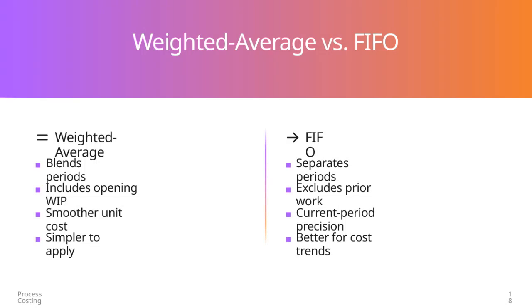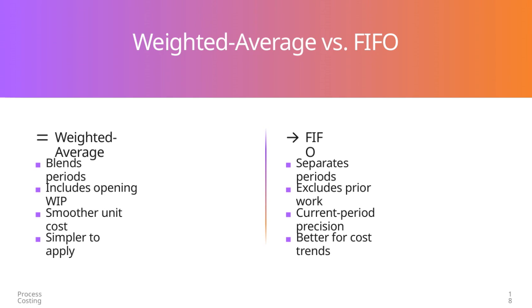Let's dive into the differences between the weighted average and FIFO methods in process costing. Starting with weighted average, this approach blends costs from different periods, including the opening work in progress. Because it mixes these costs together, it tends to produce a smoother unit cost over time, which can make cost fluctuations less pronounced. One of the advantages here is simplicity. It's generally easier to apply since you don't have to track costs separately for each period.